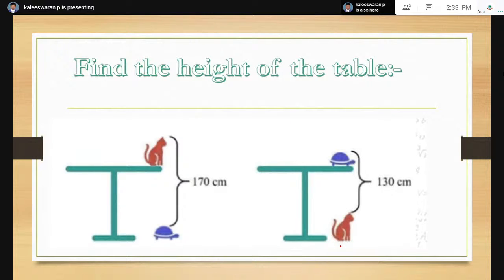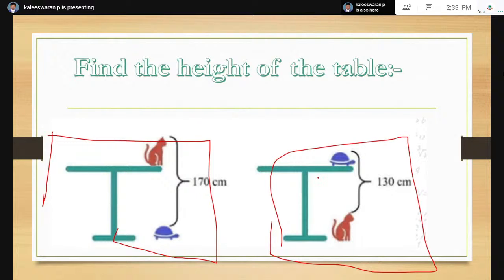Okay, the next question. Write the equation for this figure. There are 2 figures given in the question. Write the equation for these 2 figures; you have to write 2 equations, one for the first figure and one for the second. We want to find the height of the table.